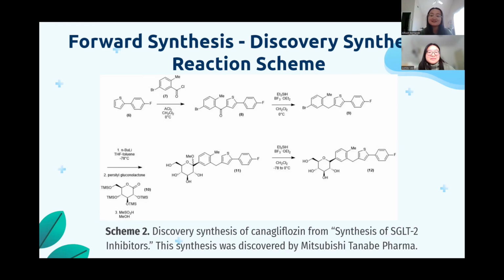Now this is the forward synthesis of our drug, Invokana or Canagliflozin, and we chose to explore the discovery synthesis reaction scheme. This scheme was discovered by Mitsubishi Tanabe Pharma, and it was promoted and marketed by Janssen.